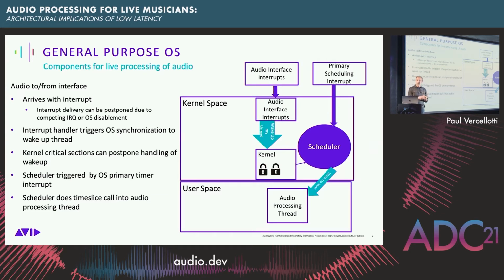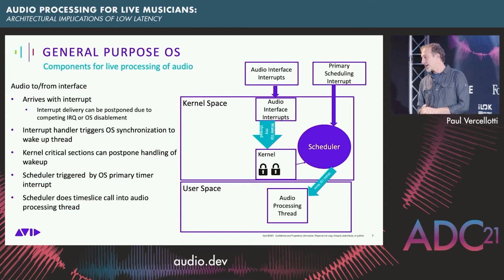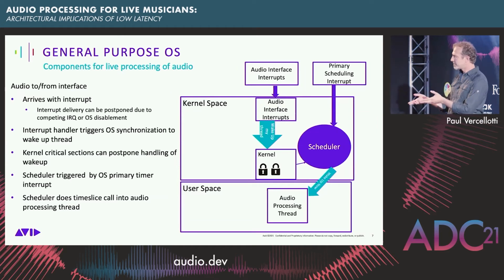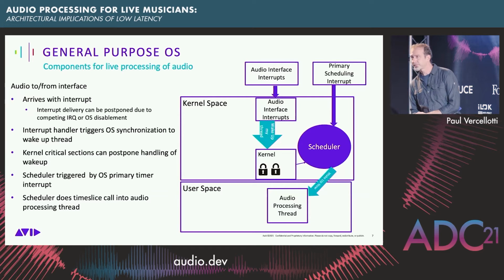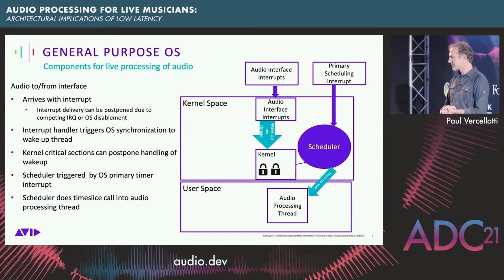Either of these will interrupt the processor. It'll save context of where it is, and eventually service the interrupt and know that audio is available. Audio is being delivered back and forth. The audio interrupt handler needs to tell the kernel, hey, we've got new audio. Tell our user space audio thread, which is where normal software runs, to wake up.